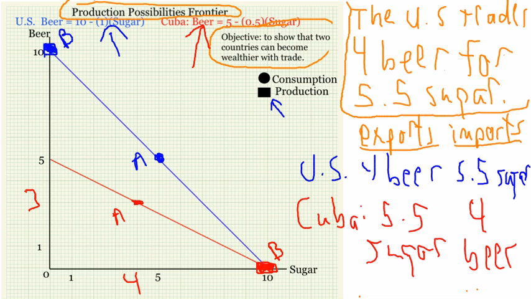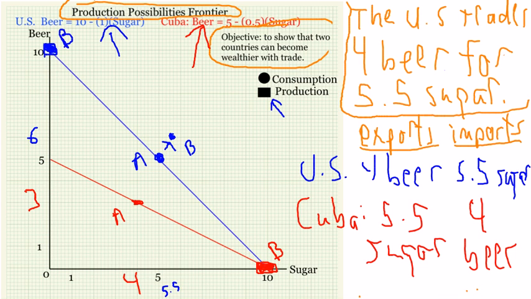Let's take the U.S. They produce 10 beer. They're going to export 4 beer. That leaves them with 6 beer. So we know that the U.S. now has 6 beers. And they're going to be importing 5.5 sugar, which means the U.S. is now consuming right here. I'm going to label, that's my new circle, I'm going to call it point B. B is after trade. And as we can see, the U.S. moves from point A to point B. They gain 0.5 sugar and they gain 1 beer. So the U.S. gets more beer and sugar. They're wealthier.